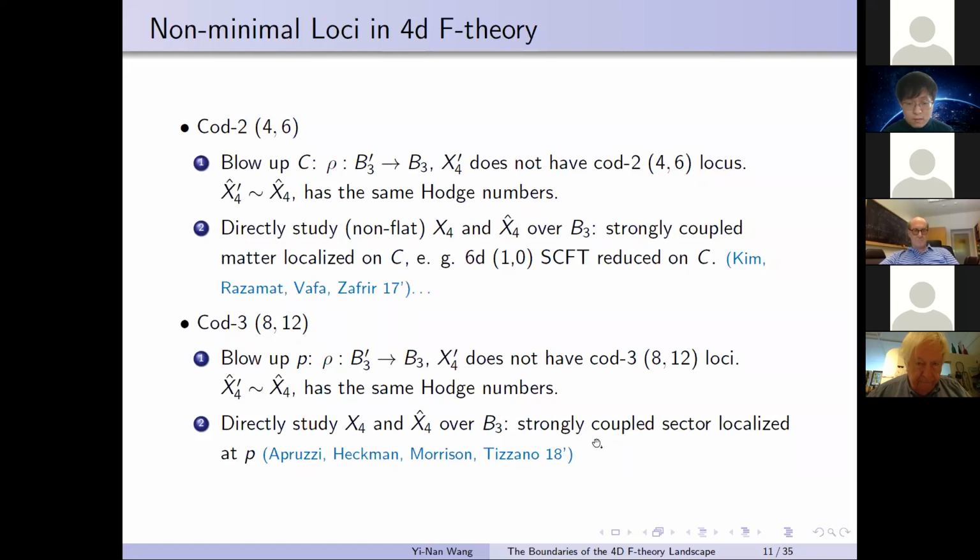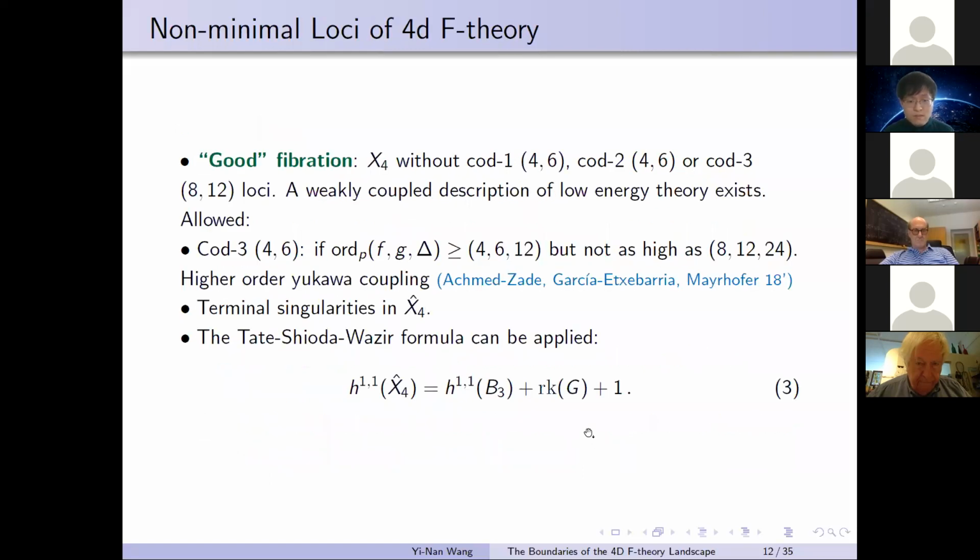Okay. So in this talk, I'm mostly going to use the notion of the so-called good fibration, which is defined to be the elliptic fibration without any of the non-minimal loci I just mentioned. But the physical importance of this definition is that one may expect a weakly coupled description of the low energy theory actually exists.